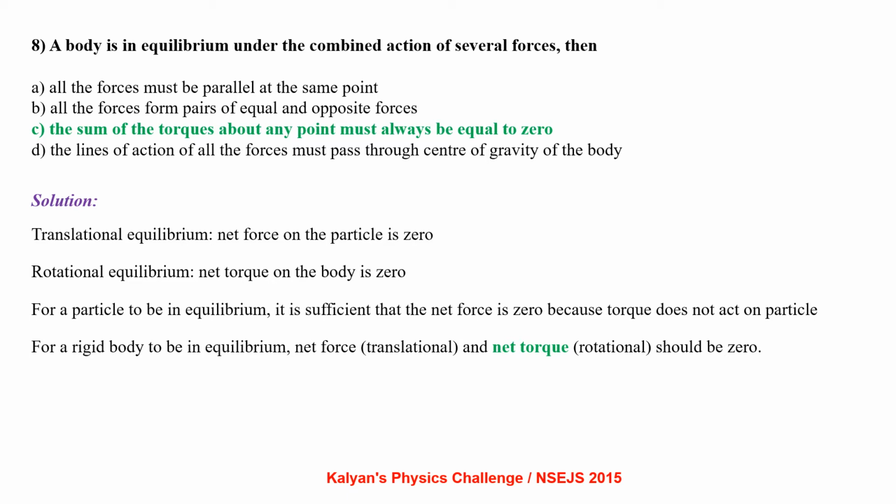For translational equilibrium, net force acting on the body should be 0. For rotational equilibrium, net torque acting on the body is 0. For a particle to be in equilibrium, it is sufficient that the net force is 0 because torque does not act on a particle or point mass. For a rigid body to be in equilibrium, net force as well as net torque should be 0 so that the body can be in translational equilibrium as well as rotational equilibrium.